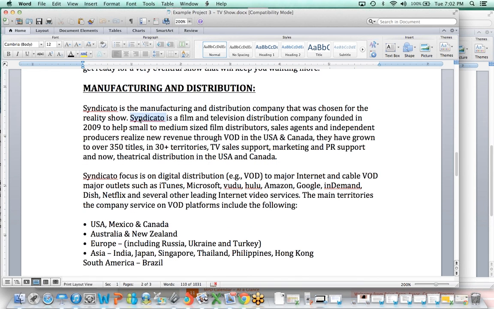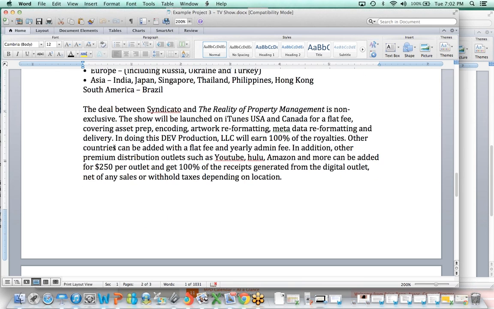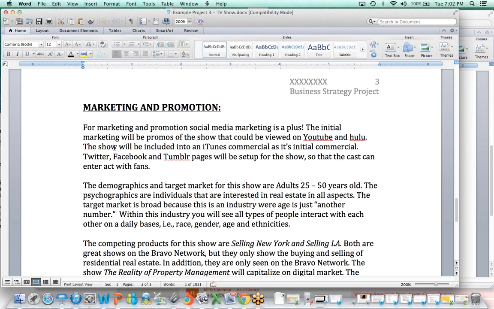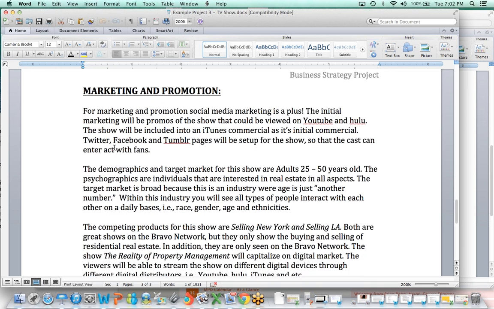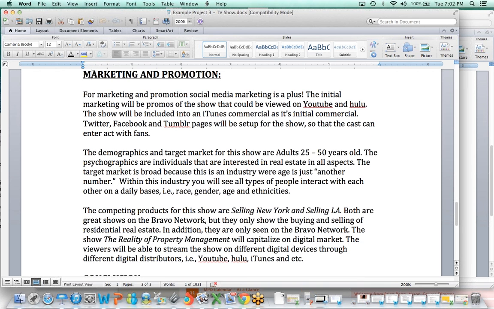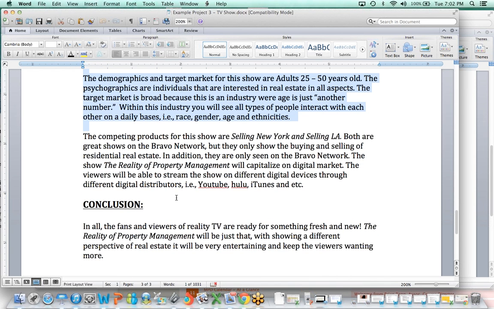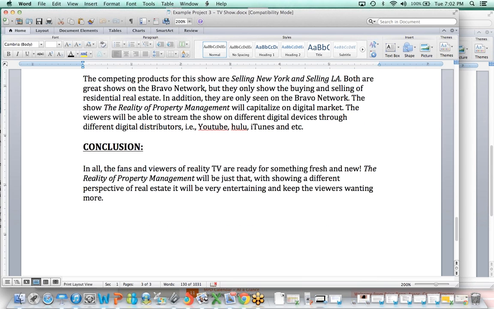Now, this is a company that I had actually never heard of before this, but that's okay, because as long as you can explain the company that you're using, what they're going to do for you, how they're going to get the show out there, that's fine. Then marketing and promotion, and then just a brief conclusion, right?